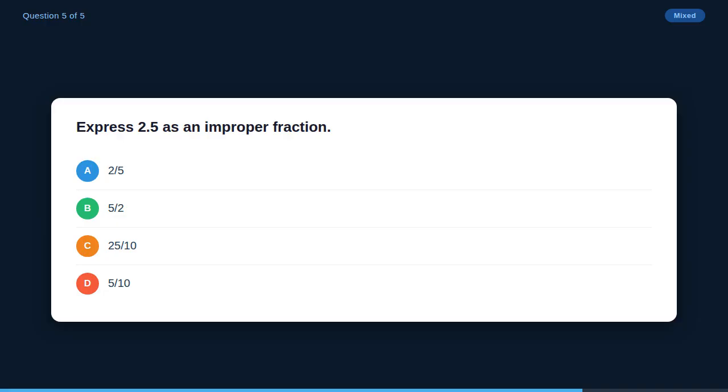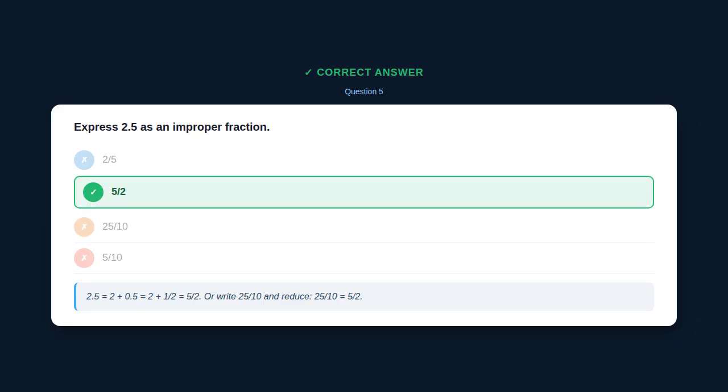Question 5 of 5. Express 2.5 as an improper fraction. Option A, 2/5. Option B, 5/2. Option C, 25 out of 10. Option D, 5 out of 10. Take a moment. The correct answer is B, 5/2.